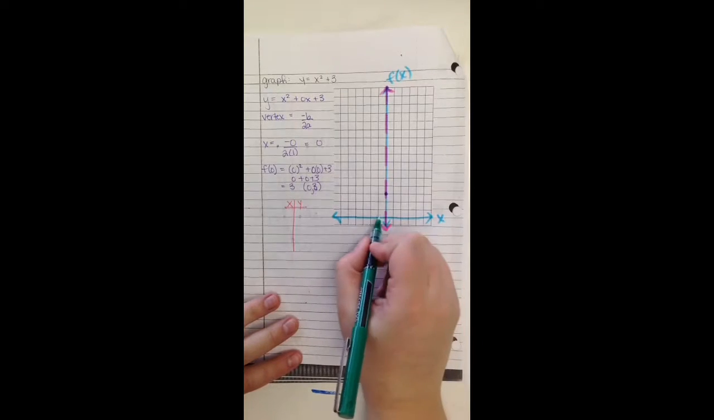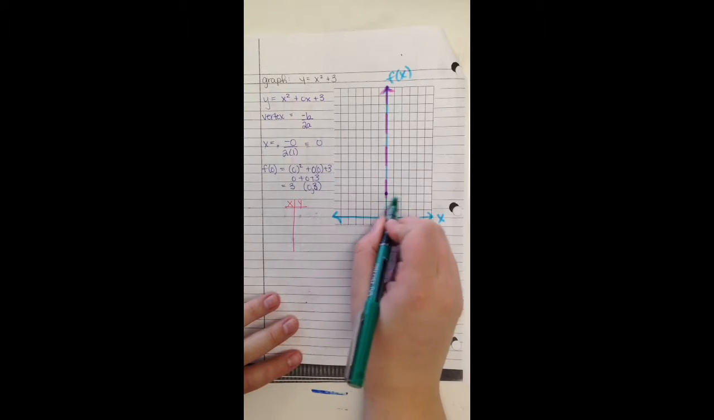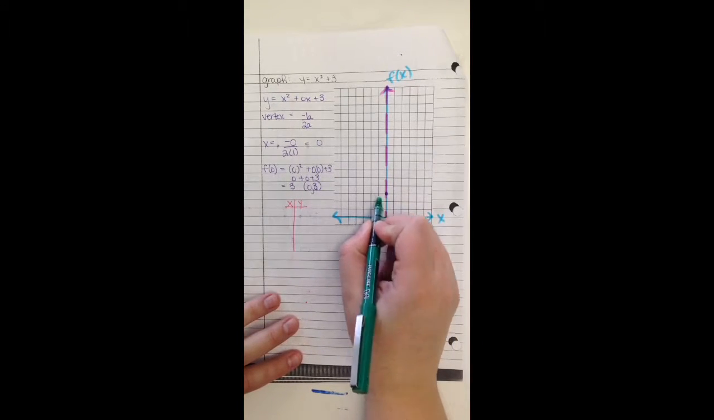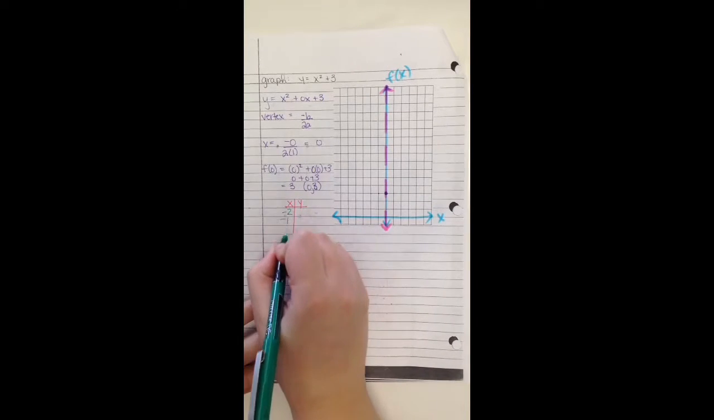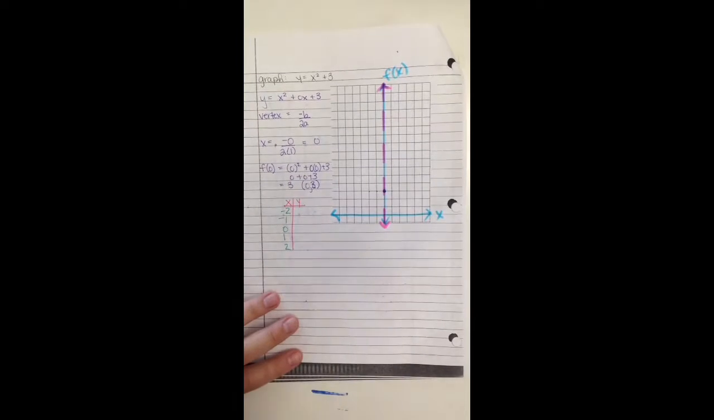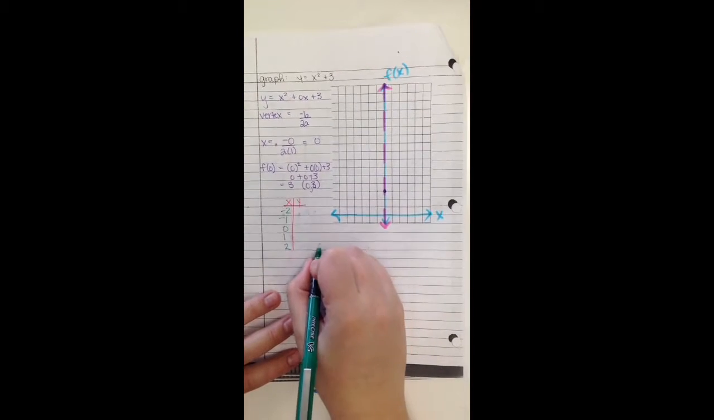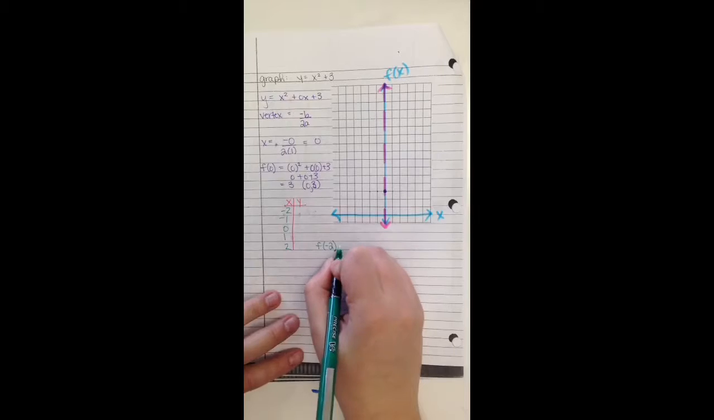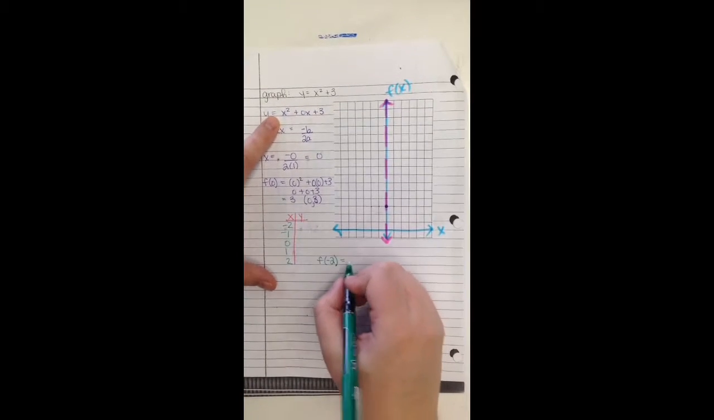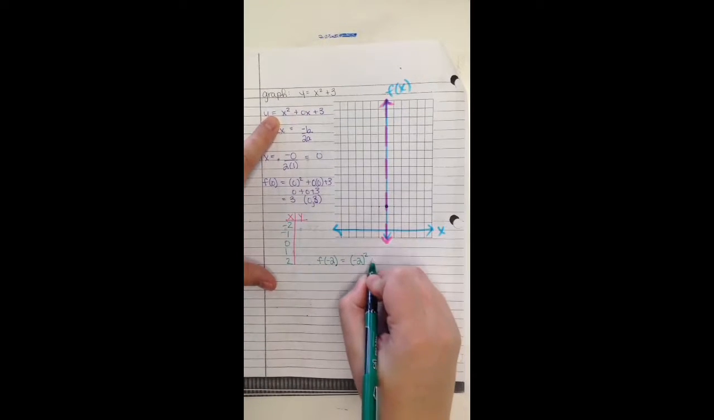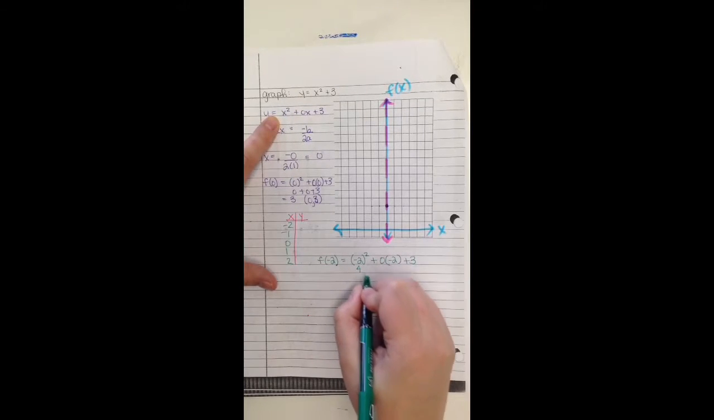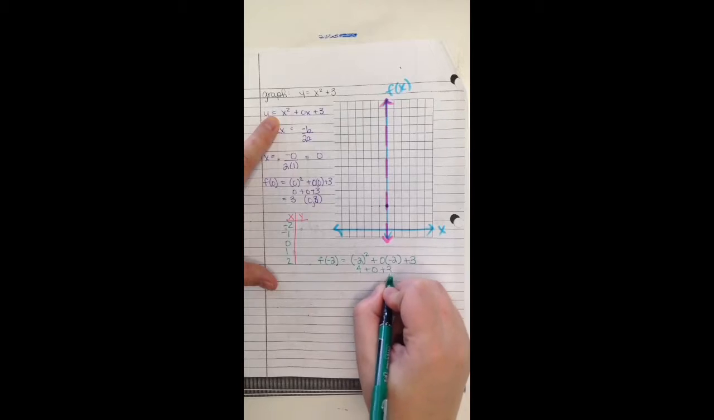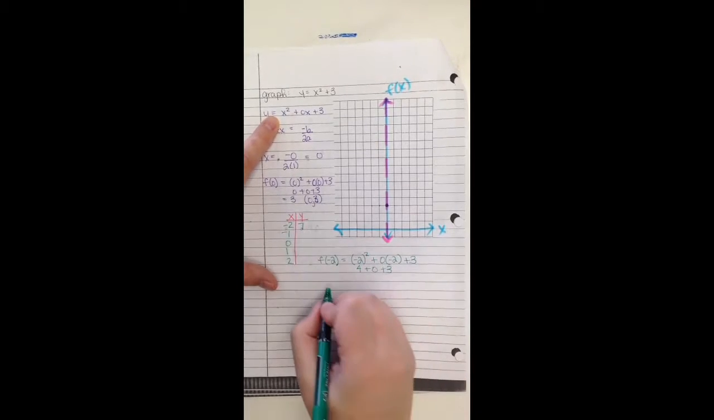Okay, and I'm going to choose x values to the left and the right of that. So I'm going to go with -2, -1, 0, 1, 2. Okay, so then I start plugging them in. So I'm going to say f of -2 equals -2 squared plus 0 times -2 plus 3. So I get +4 plus 0 plus 3, and I get 7.